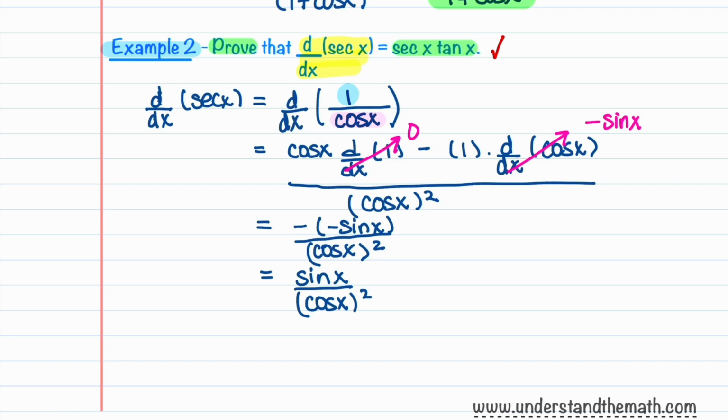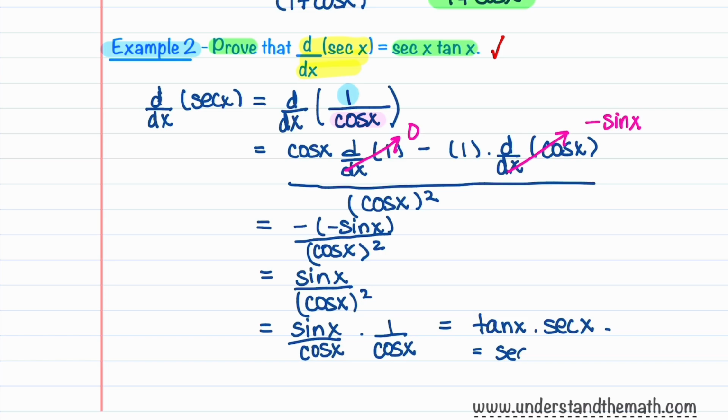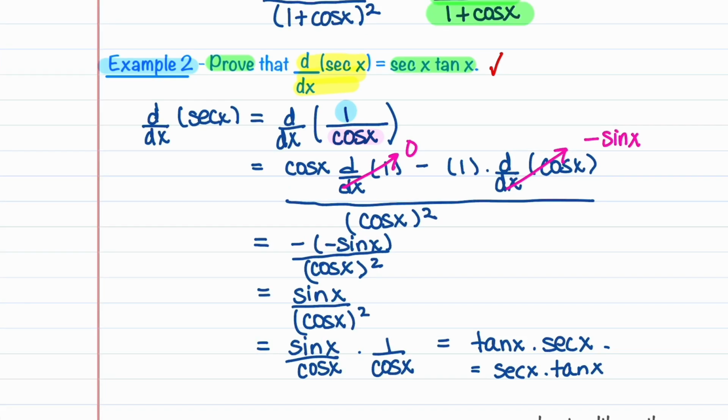So let's divide up sine divided by cosine x squared into two pieces. We can divide this up like this. Sine x divided by cosine x times 1 over cosine x. And that gives us tangent x times secant x. Let's then rewrite this as secant x tangent x. And we have proved that the derivative of secant x is secant x tangent x.